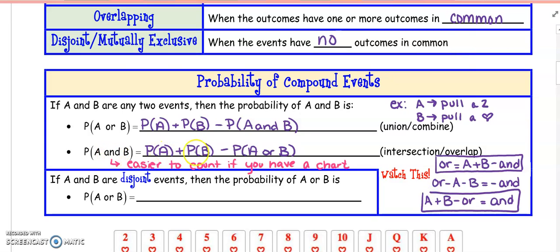Take a look at the AND, that was A plus B minus OR. So if you can remember one of them, it's just a matter of doing a little bit of algebra to figure out what the other one is going to be. When we talk about disjoint events, the probability of A or B happening would just be the probability of A plus the probability of B. If it is disjoint, they don't have any of them in common, which is why the probability of A and B would equal 0, and you'd just be subtracting 0 off there.